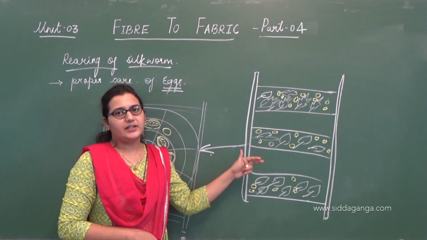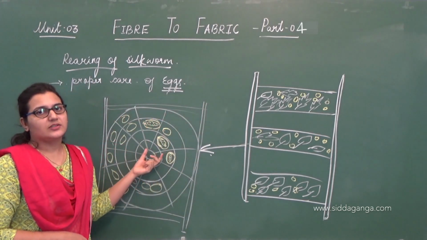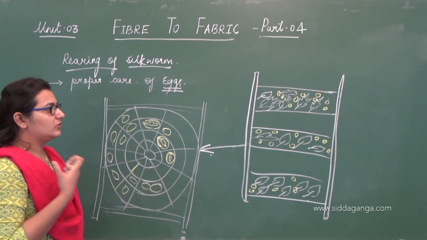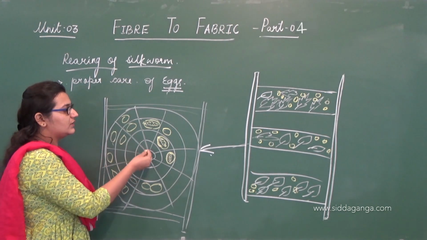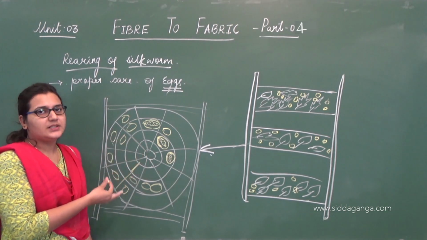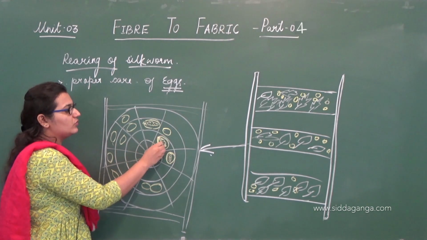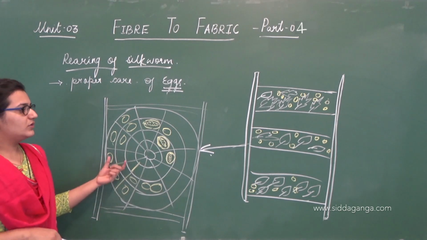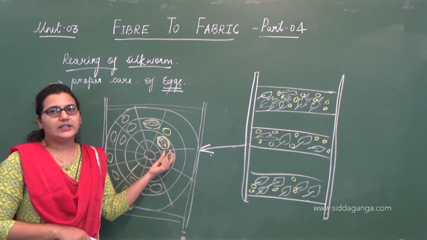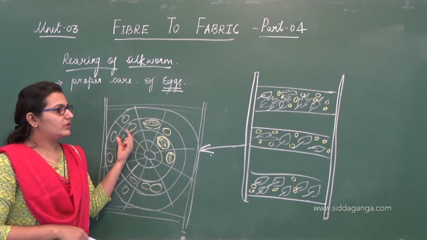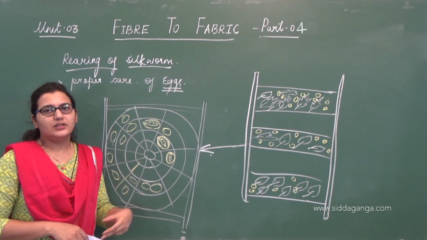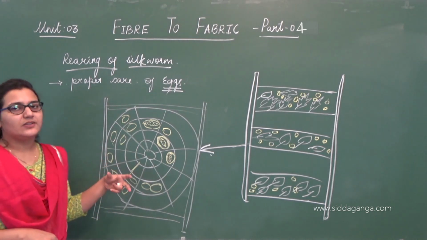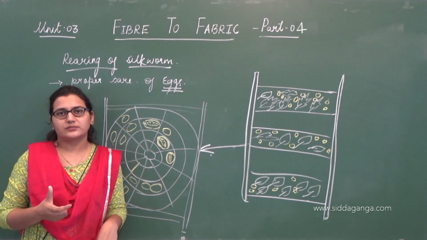Once they start secreting, we shift them to this structure so that it's more comfortable for them to secrete, and we can get good cocoons. This is where they are placed, and while secreting, these cocoons are formed. We'll take out these cocoons, and further cocoons are processed. Okay, clear? So this is the rearing of silkworm.